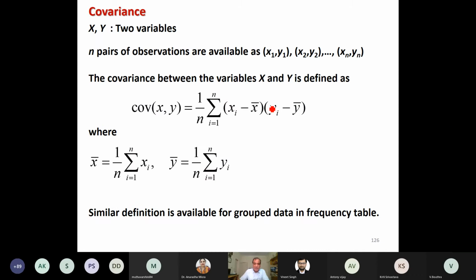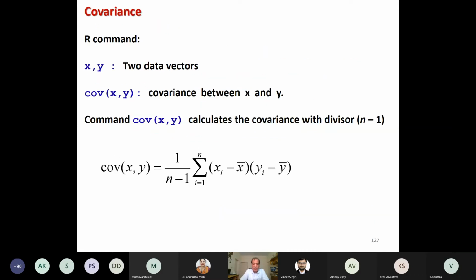So you can see this is how we define the value of covariance based on the paired observations x1, y1, x2, y2, up to xn, yn. So x1, y1 means you find the height and weight of child number 1, then height and weight of child number 2, height and weight of child number 3, and so on. Statistically it is defined with the divisor 1 upon n, but when you compute it in the R software, we have the command cov, and inside the parentheses you write x comma y, if x and y are the two data vectors.